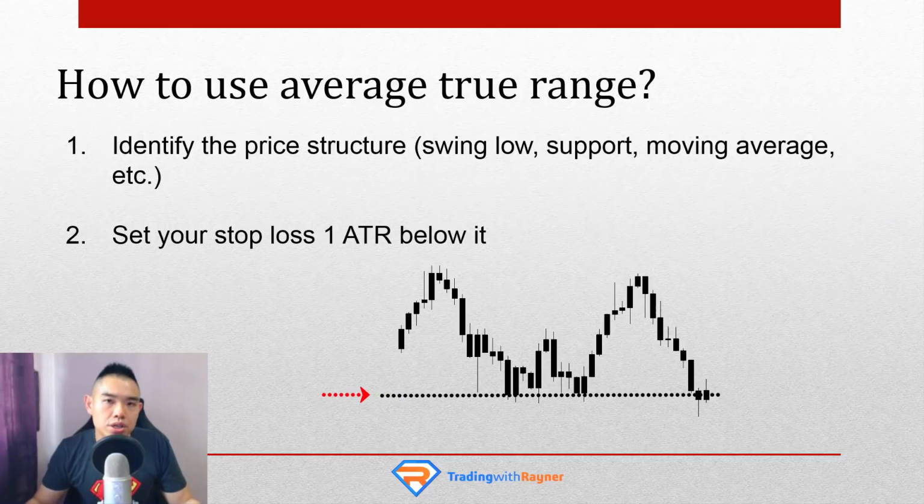So what you're going to do is pull out your ATR indicator, find out what the value is, and then subtract it from the lows of support. Let's say the lows of support, the value is X. Your 1 ATR value is Y. Just take X, which is the lows of support, minus Y, and let's say it's Z.